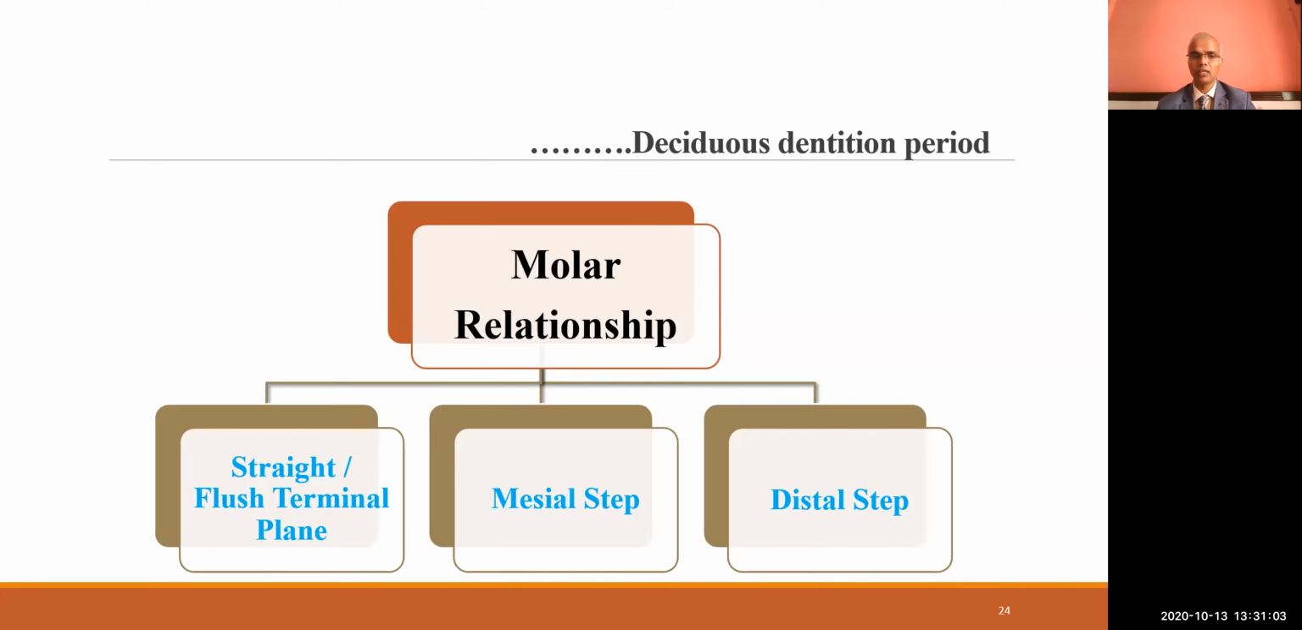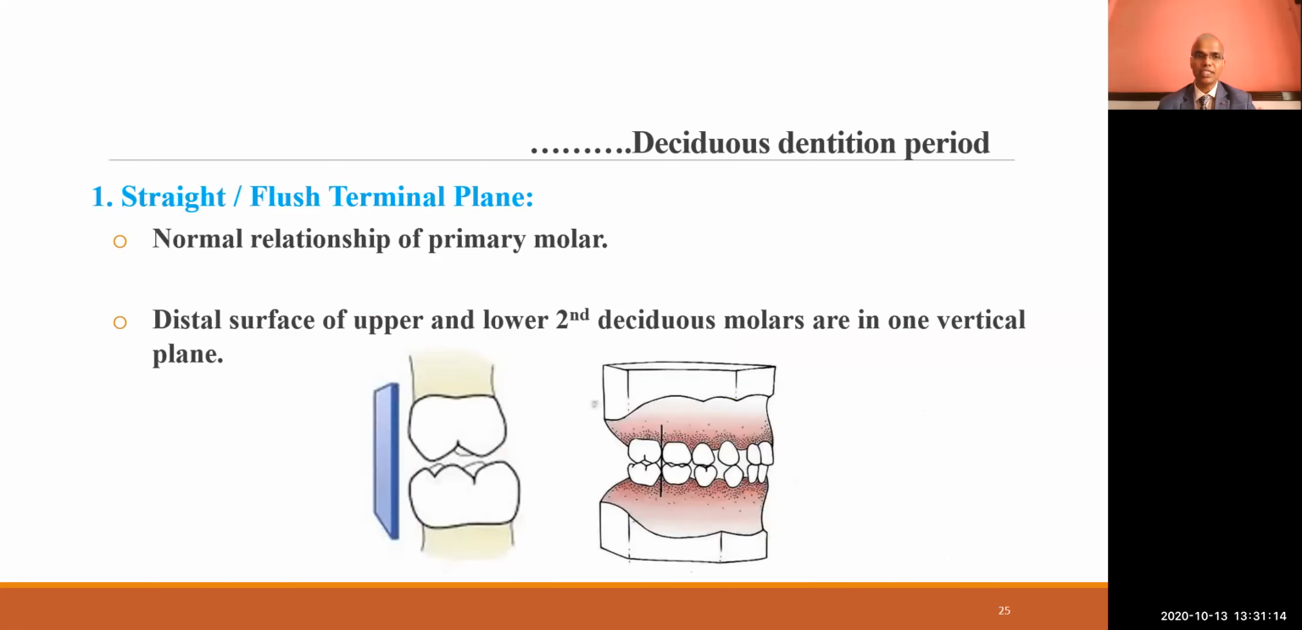Second is molar relationships. There are three types of molar relationships in the deciduous dentition. First is straight or flush terminal plane, then mesial step and distal step. In the straight or flush terminal plane, there is a normal relationship of primary molars. It is the most common occurrence. In this, the distal surfaces of the upper as well as lower second deciduous molars occur in one vertical plane. So it is called straight terminal plane, as seen in the diagram. This is the straight or flush terminal plane. Here you can also see the straight or flush terminal plane.